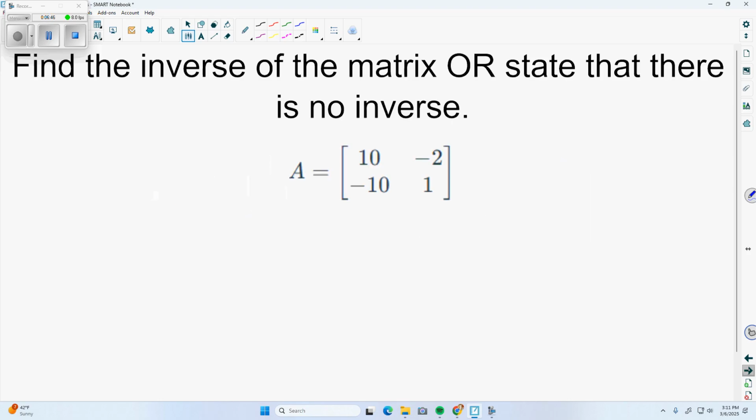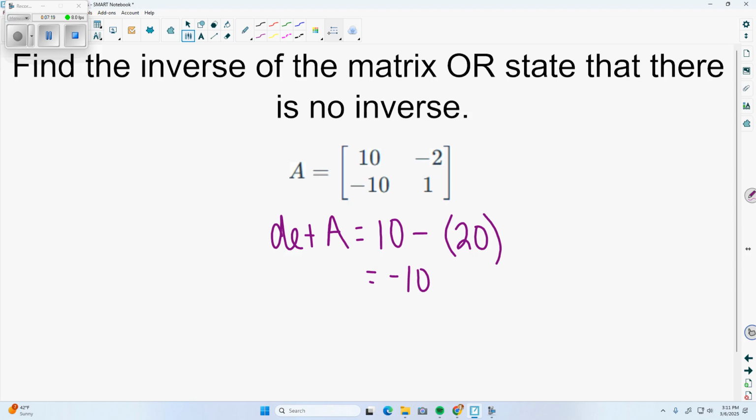First thing we need to do is find the determinant. Let's see here. Remember, there's a few different ways we can notate it. I'm going to choose to notate it this way here. We multiply across a diagonal. 10 times 1 gives us that 10. Then we're going to subtract what we get when we multiply across our other diagonal. Negative 10 times negative 2 will give me negative 20. Clean that up. Our determinant then is negative 10.